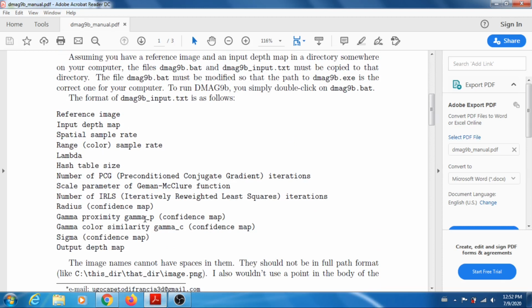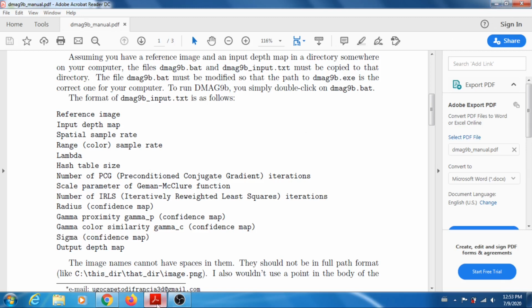This is the input. Anything that has to do with confidence map: radius, the gamma p, gamma c, and the sigma. Basically, the one that you may want to change, I don't think it matters that much, is the sigma. It's going to make those black lines either wider or narrower. So I don't remember if you have to go up or down, but anyway, you can play with this sigma and it's going to change the look of that confidence map.